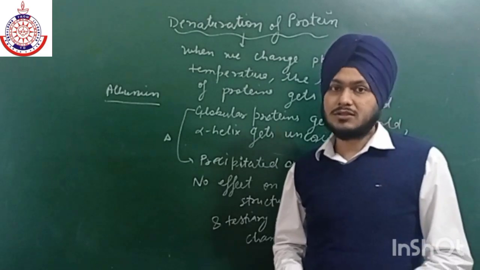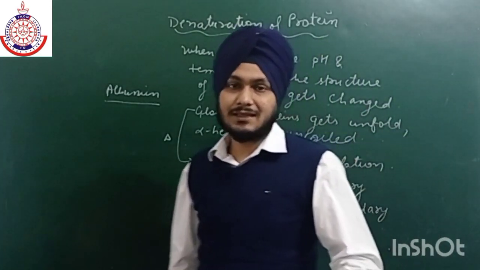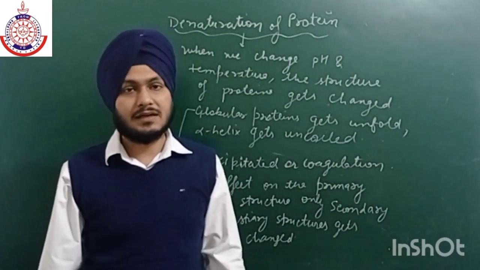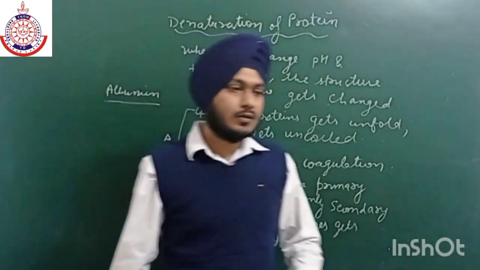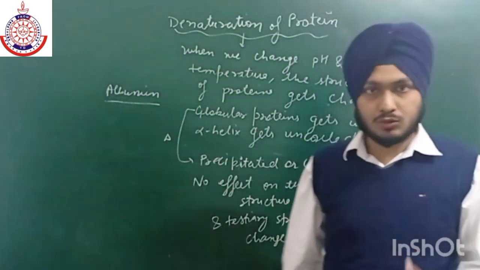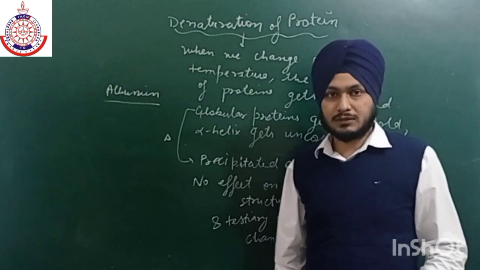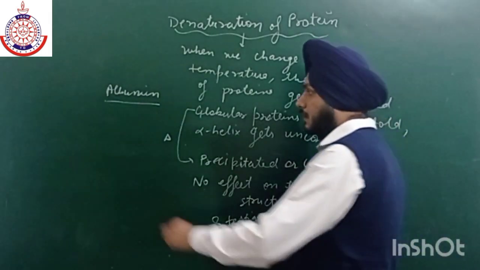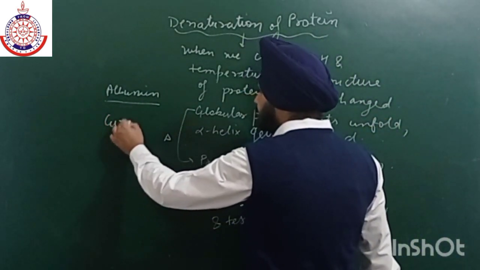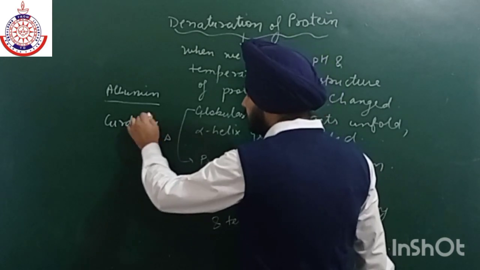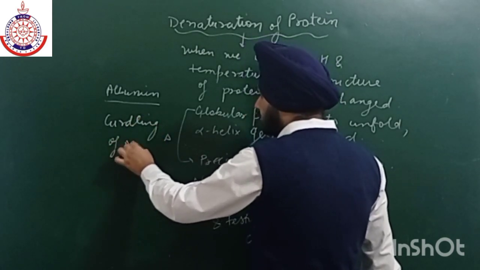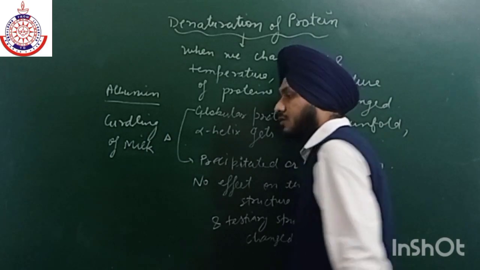Okay, so what is denaturation? Just on changing the temperature and pH, the structure will get changed. Okay, now one more example. There are two more examples which are very important. The first one is curdling of milk. Okay, so this is also an example of denaturation of protein.